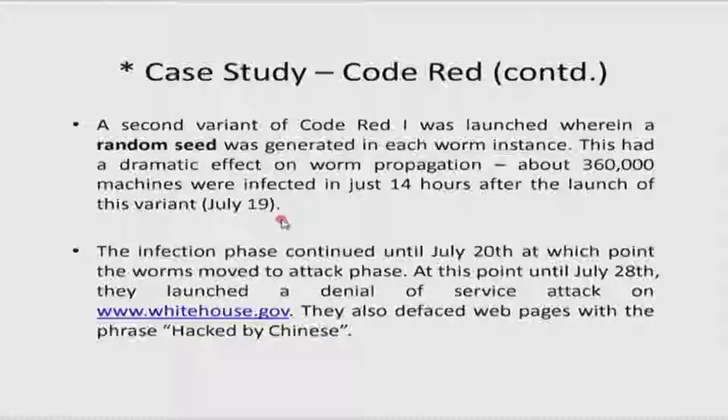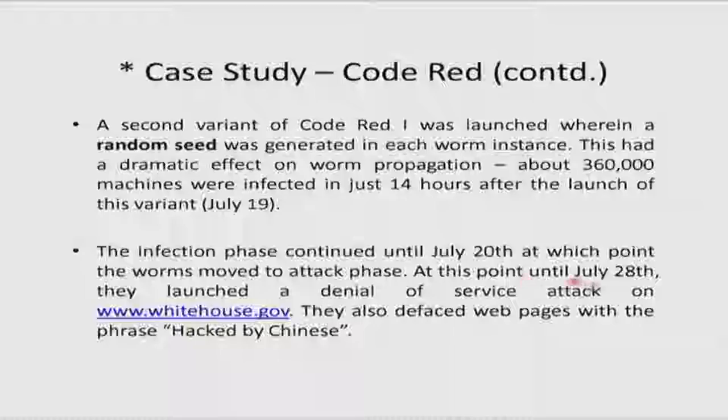So the first version, July the 12th, they found there was a problem with it, a small bug in the worm code. This was fixed and the new variant was launched on July the 19th. The infection phase continued. The infection phase meaning these worms are frantically trying to find new targets and attacking them. So the infection phase continued until July the 20th, at which point the worms move to attack phase. So what is this attack that they're doing? All this time, they were just propagating. And now that they've infected hundreds of thousands of machines, they do what? Until July the 28th, they launched a denial of service attack on www.whitehouse.gov. They also defaced web pages with the phrase "hacked by Chinese."